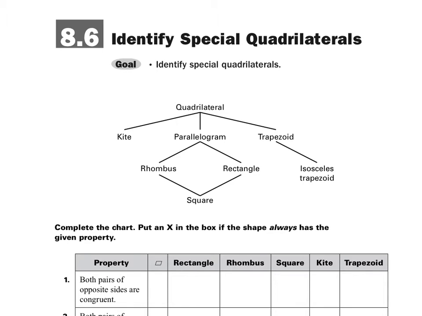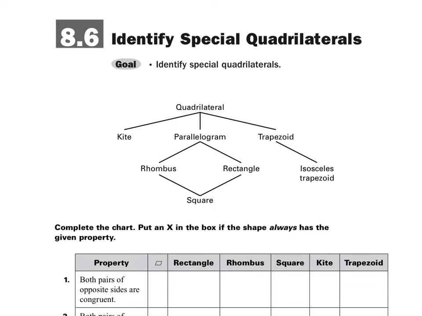8.6, the closing section of Chapter 8. We're just going to identify special quadrilaterals. So looking at the breakdown of quadrilaterals, we have a kite, which has two pairs of congruent consecutive sides, a parallelogram, which has opposite sides congruent, and a trapezoid, which has exactly one pair of parallel sides.